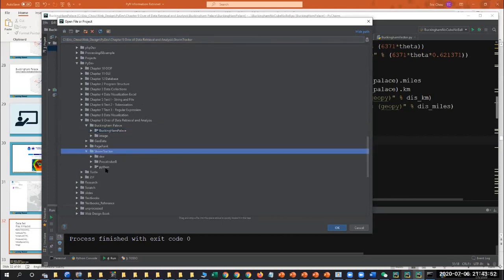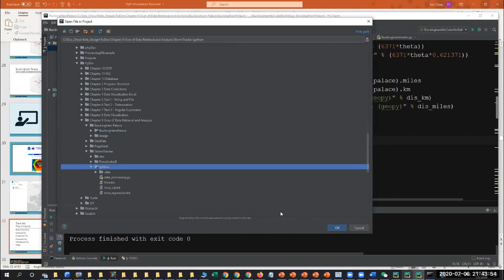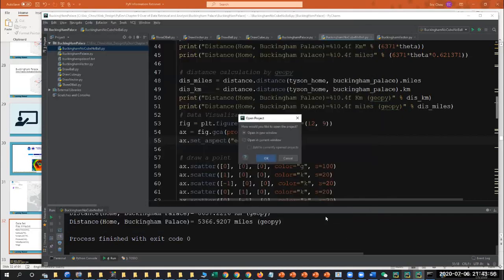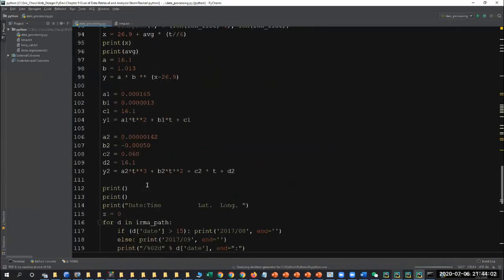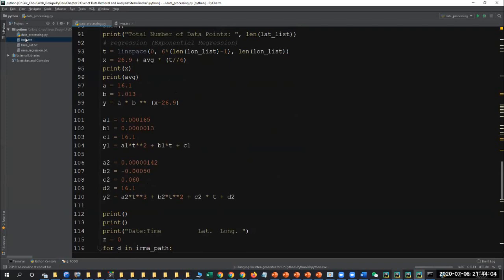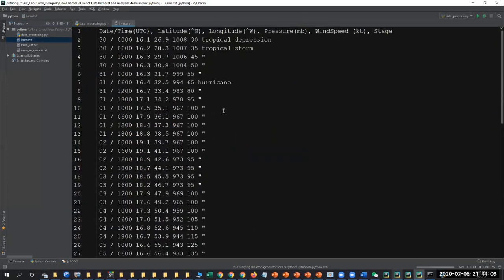So why am I presenting this? It's actually showing you how to design a project. First we get data from the National Weather Center. So it's something like this.